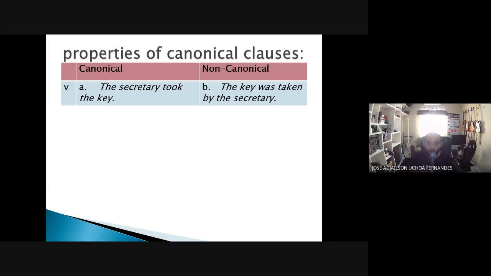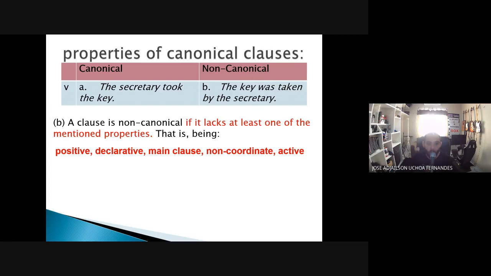Let's take 5. The secretary took the key, and the key was taken by the secretary. So in B, this clause is non-canonical because it lacks at least one of the mentioned properties, that is, being positive, declarative, main clause, non-coordinate, or active. In this case, what does the clause lack? There is a kind of deficiency in the clause. The clause should be positive. Is it? Take the clause in B. The key was taken by the secretary.